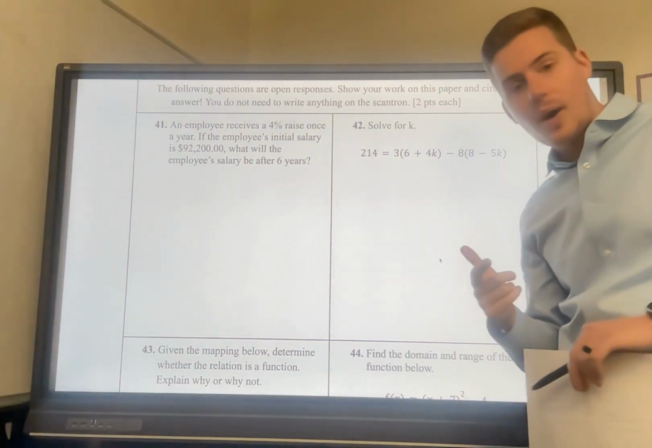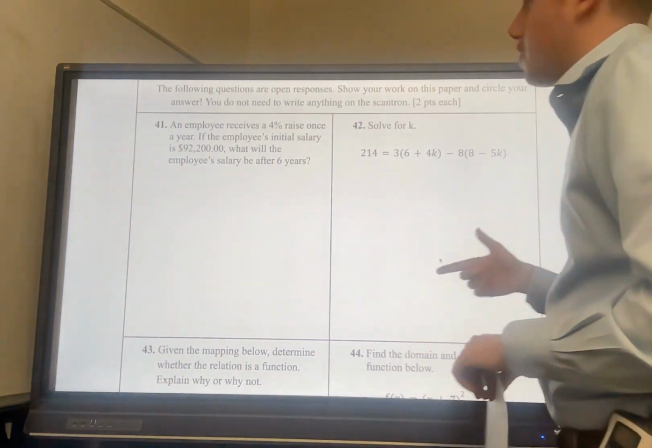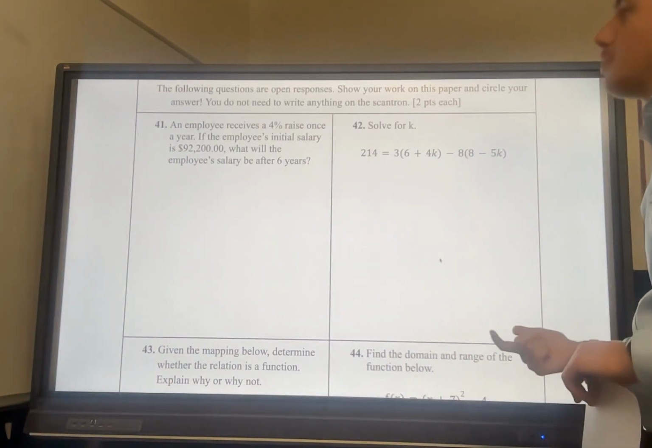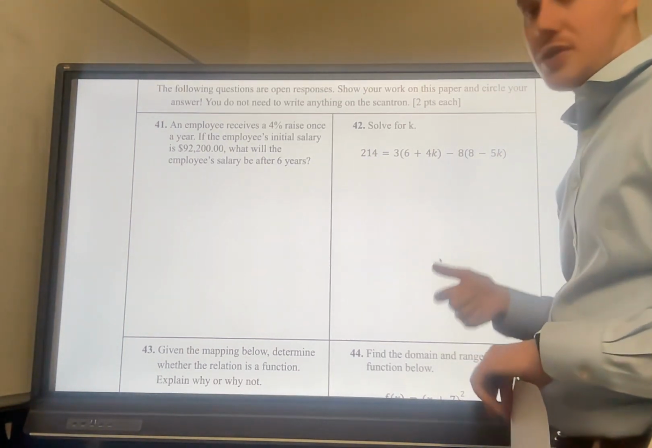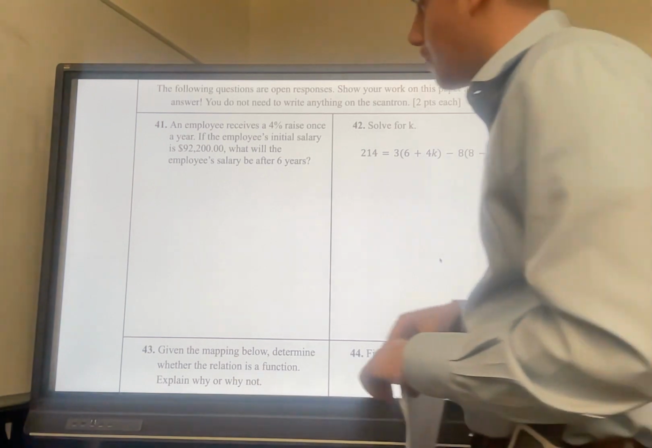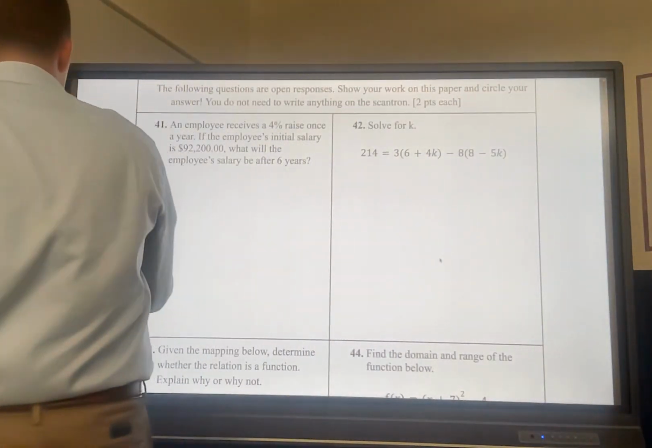All right, question 41. An employee receives a 4% raise once a year. If the employee's initial salary is $92,200, what will be the employee's salary after 6 years? Okay, so it's a formula we've used before.